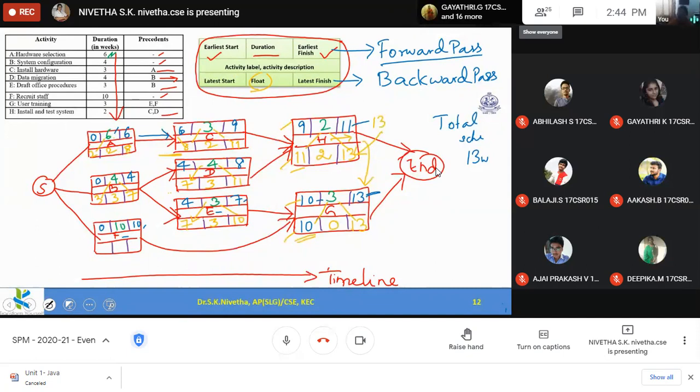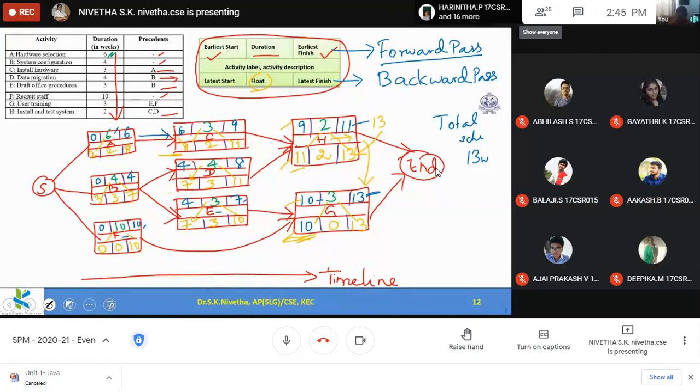And for activity F, the successor is G. Activity F is a predecessor of G. So G should be started at the 10th week, so F should be completed at the 10th week, and 10 minus 10 becomes 0. It should be started during the 0th week. So the float value for this is 0.